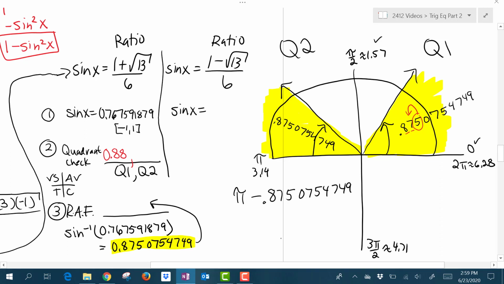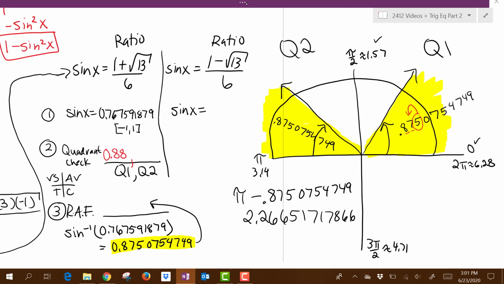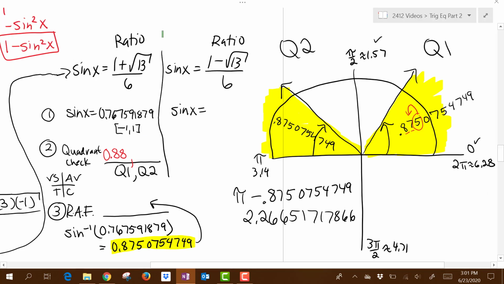Alright, and so to get our quadrant 2 angle, let's put this in our calculator and see what we get. Alright, so our calculator gives us about 2.2665 and so on, so we're going to copy that down to our notes. Alright, so there's our quadrant 2 angle solution. We want to keep two places after the decimal, so we'll look to the third, and that will actually round our solution up. So we get 2.27. Alright, so there's our quadrant 1 and quadrant 2 solution for that first ratio.